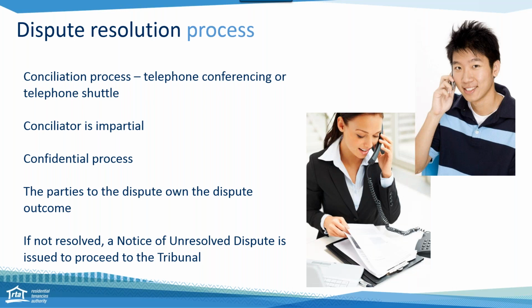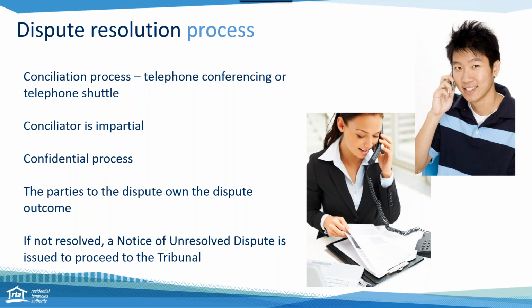Parties to a dispute own the dispute outcome. So the conciliator is impartial. They're not there to take sides nor make any decisions. They're going to provide a safe environment for parties to have their say. They're going to encourage both sides to reach an agreement and help participants to consider the possible outcomes based on Queensland tenancy legislation. The process is a confidential one, so anything that's said in this process is not admissible should it proceed to the tribunal.